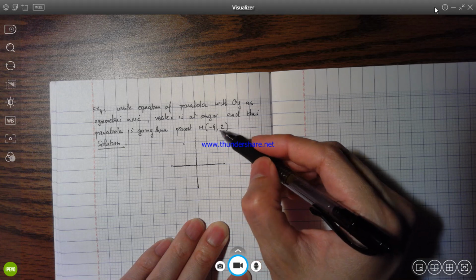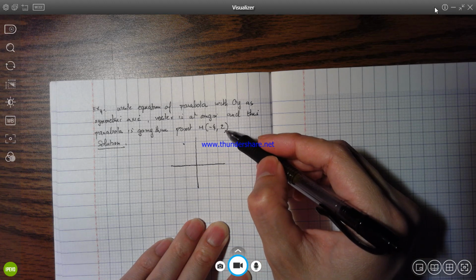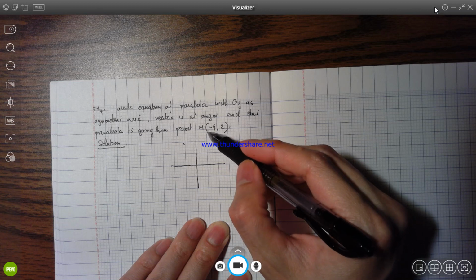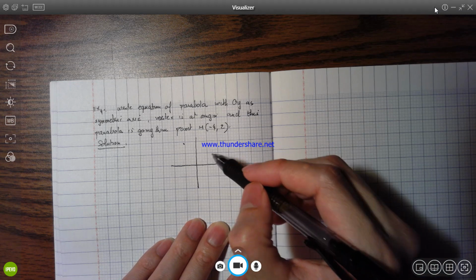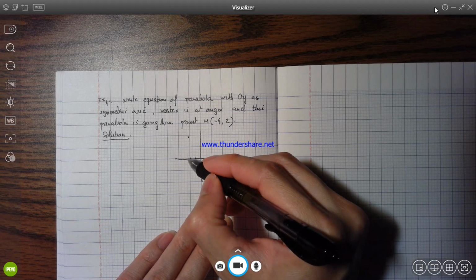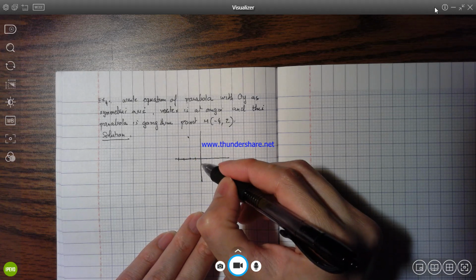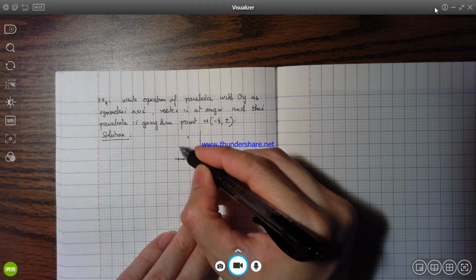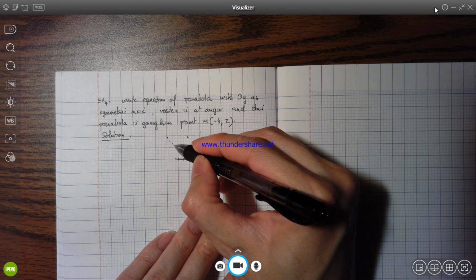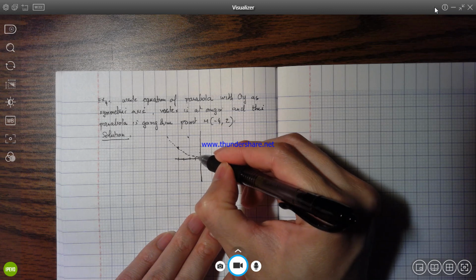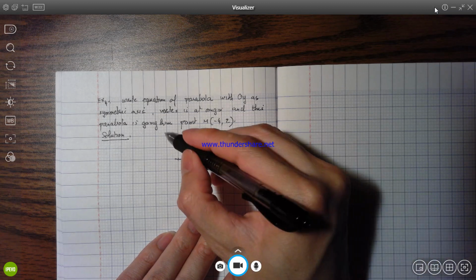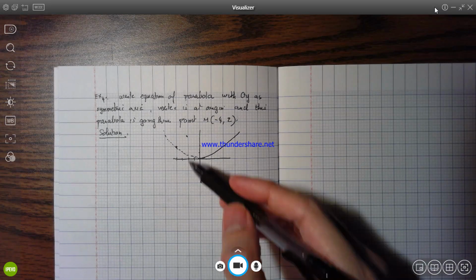The parabola goes through the point (-4, 2), and the coordinates of this point will tell you whether the parabola is going up or going down. So (-4, 2) is right here, with 2 on the y-axis. So it must be opening up.